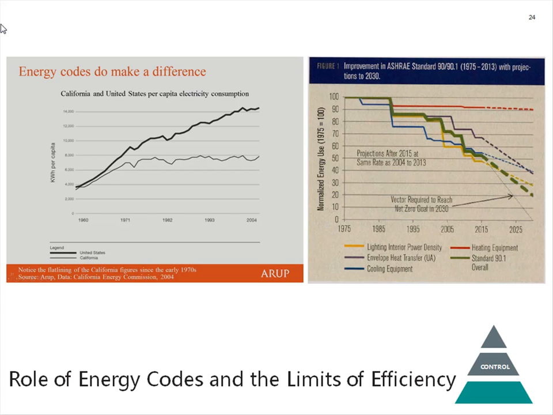The second point is the limits of efficiency in terms of achieving goals. This is a chart by ASHRAE, the Society of Heating and Refrigerating Engineers in the United States, looking at the amount that different technologies have reduced their energy usage. So looking at heating, lighting, cooling, and the envelope, and then comparing the slope of those lines to the net zero 2030 challenge goal. Basically, the slope of these lines is not going to meet the slope of those lines. So energy efficiency itself is not going to be enough. So the two points here are that energy codes work, but energy efficiency itself is not enough.